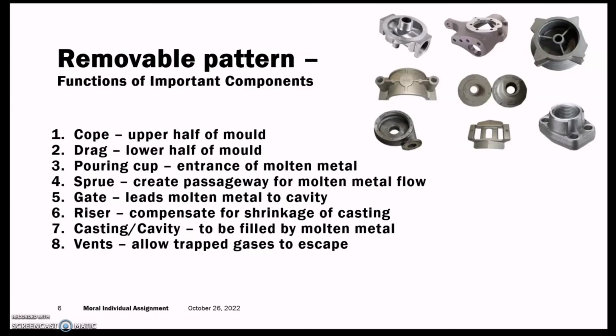So now, we look at the functions of those components I mentioned just now. Cope, upper half of the mold, drag is the lower half. Pouring cup, entrance of molten metal where we pour our metal into the cavity. Sprue, creates passageway for molten metal flow. Gate, a way which leads molten metal to fill up the cavity.